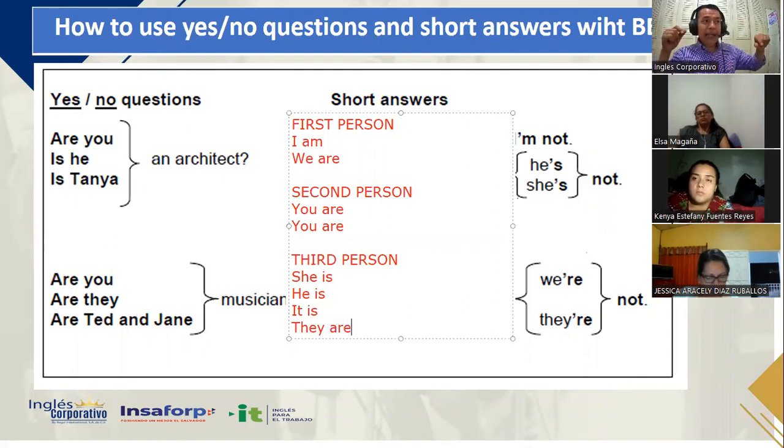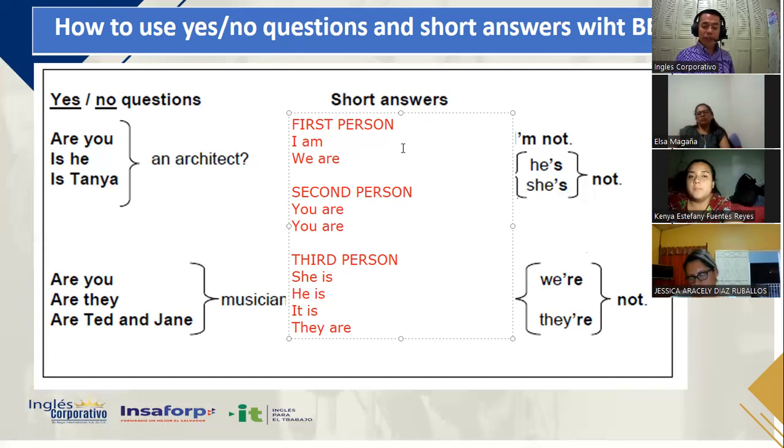He, is, they, are, I, am, you, are, it, is. Es así, de memoria, ¿verdad? Porque es bien básico. Entonces ¿sí? Me lo voy a memorizar. Memorícelo. Tómenle un screenshot, capture pantalla si quiere. Memorícenlo. Es lo primero que vamos a hacer.